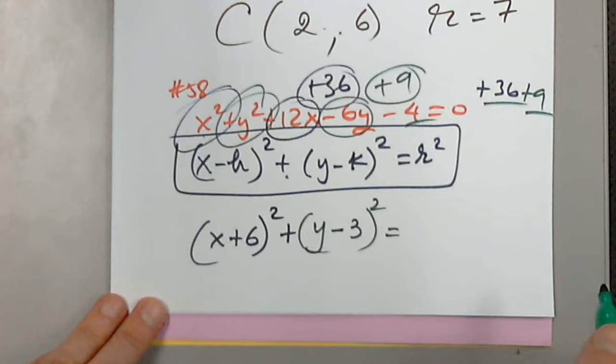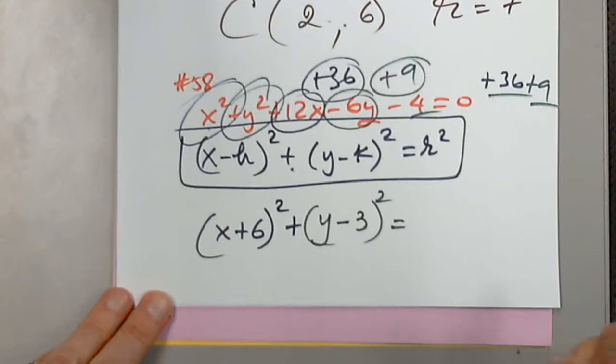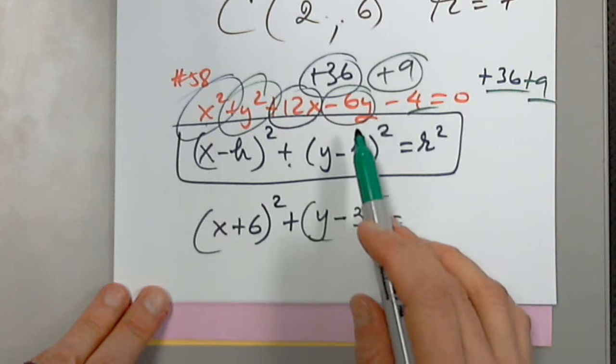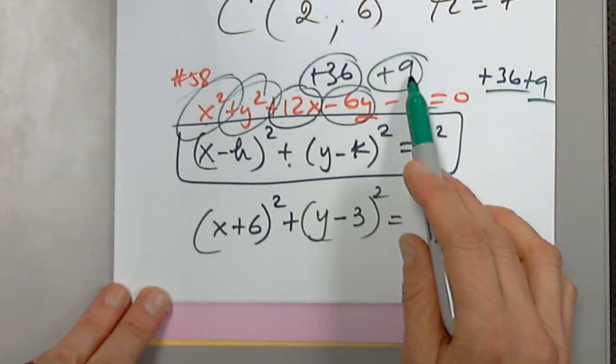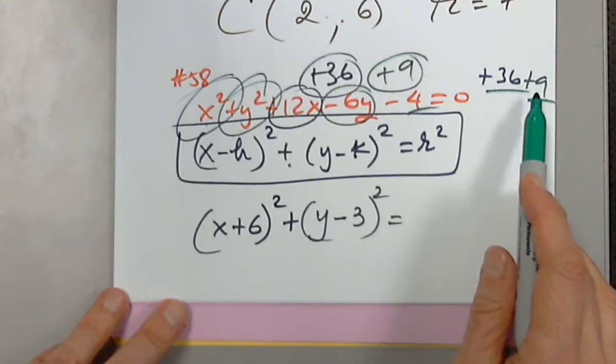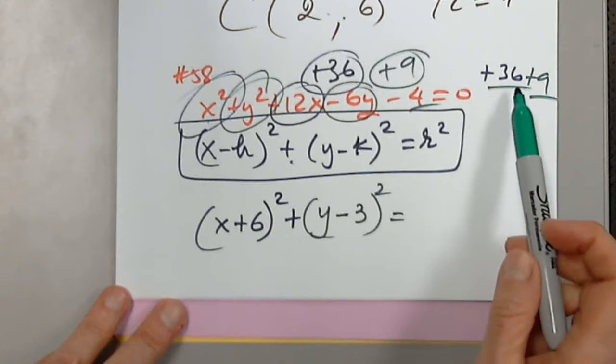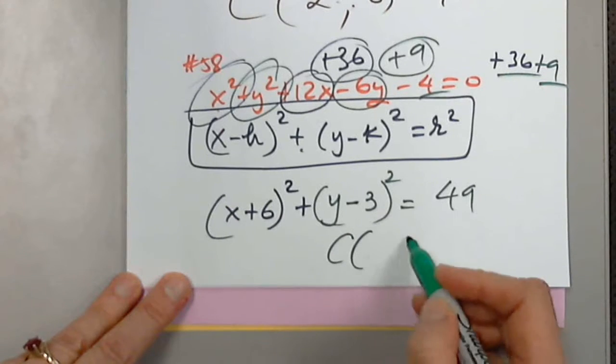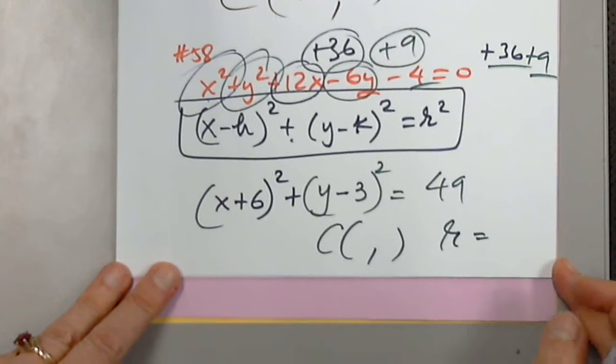I got where you got 2. I mean 12. 12 divided by 2 is 6. Negative 6 divided by 2 is negative 3, and negative 3 squared is 9. That's what we have to add. Okay. And the right-hand side again is 49. So what is the center and what is the radius?